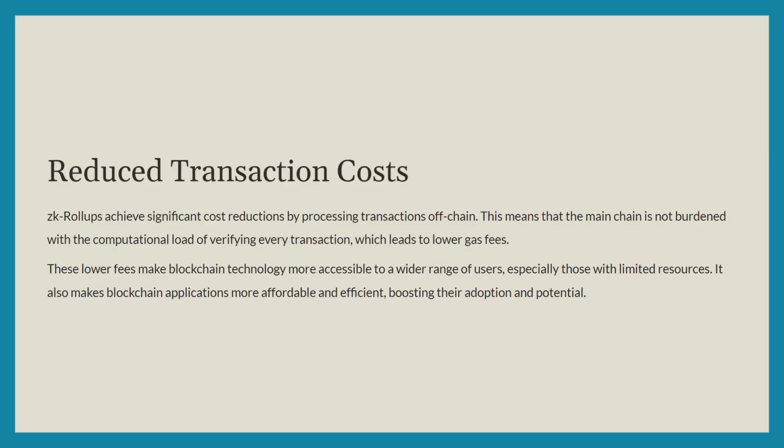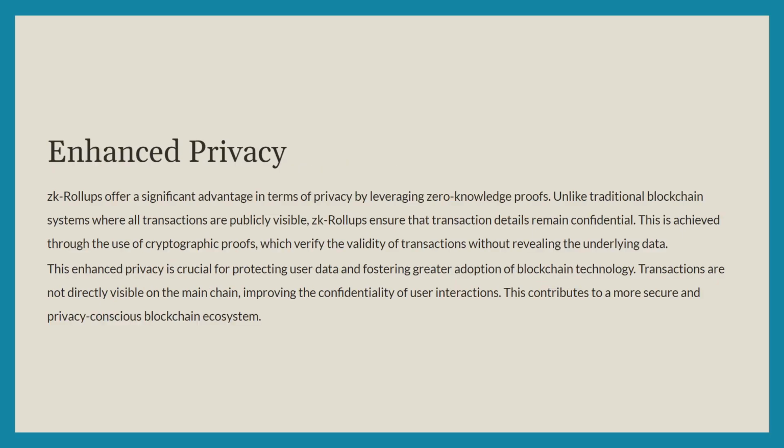Let's talk about reduced transaction costs. ZK rollups achieve significant cost reductions by processing transactions off-chain. This means that the main chain is not burdened with the computational load of verifying every transaction, which leads to lower gas fees. These lower fees make blockchain technology more accessible to a wider range of users, especially those with limited resources. It also makes blockchain applications more affordable and efficient, boosting their adoption and potential.